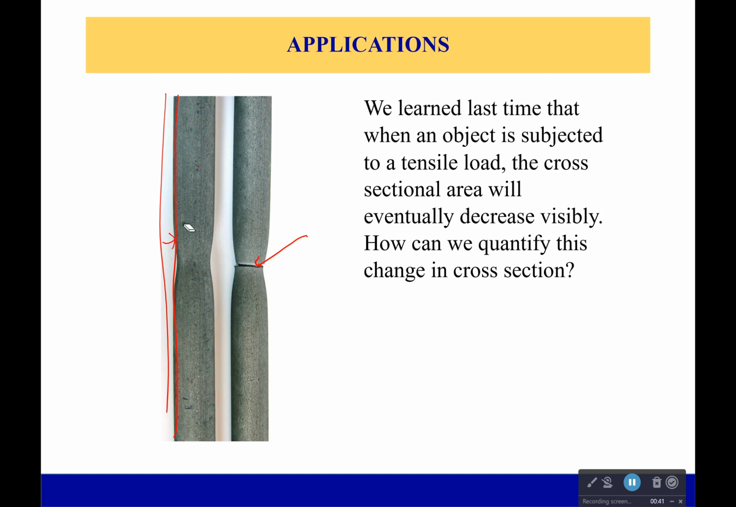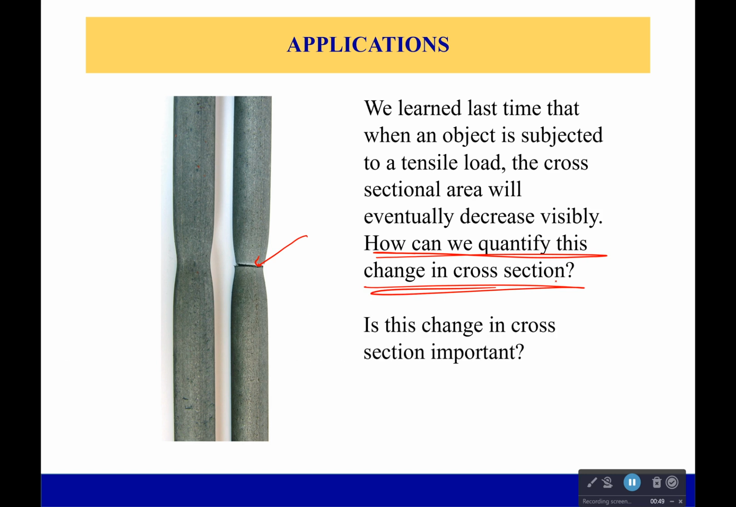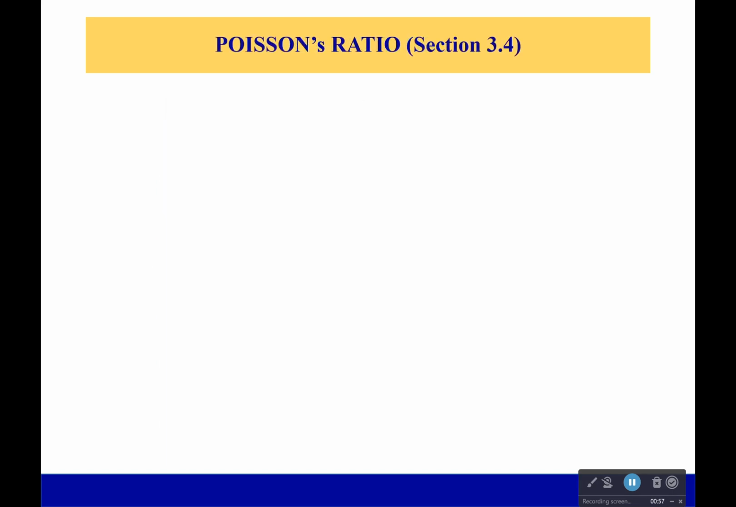We have some sort of strain, and then it gets maybe thinner or fatter in the center. But how can we quantify this change in cross-section? And is it even important? Do we care? I mean, yeah, we care here, but other than that, do we care? Well, the way we figure this out is from Poisson's ratio.